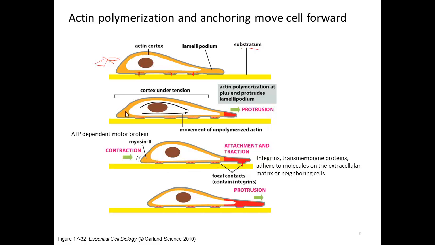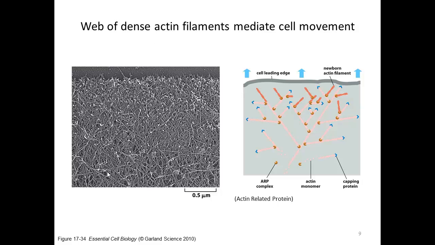Meanwhile, there'll be contraction on the leading edge, and this is actin interacting with myosin, and then the interactions here with the extracellular matrix can be severed or broken, and then it will rotate forward until it hits the next attachment point, and then the cell will continue to protrude again, and the cycle can repeat itself.